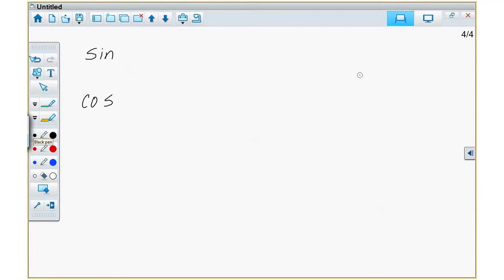Sine, cosine, tangent. Cotangent. Secant. And cosecant. Okay?